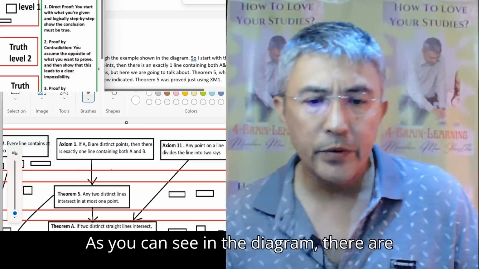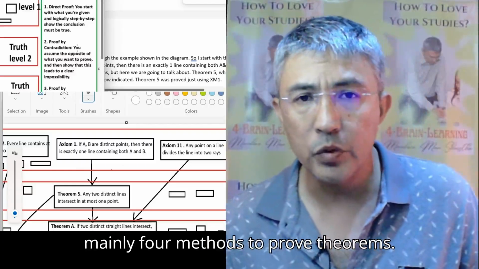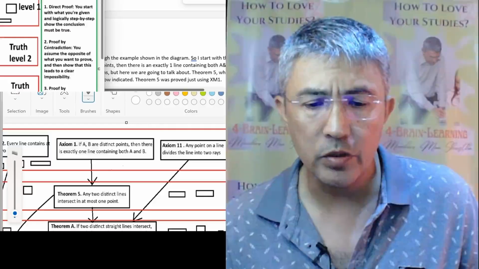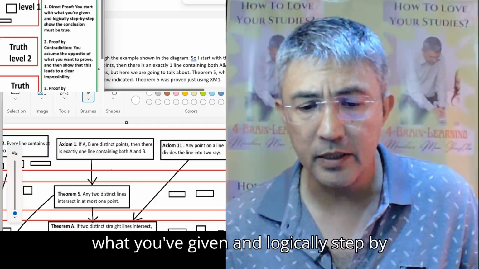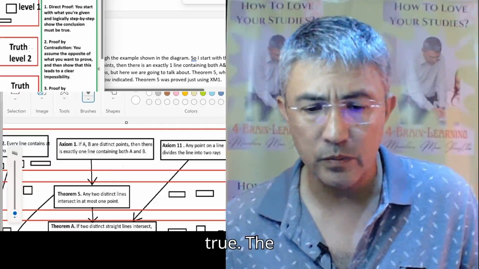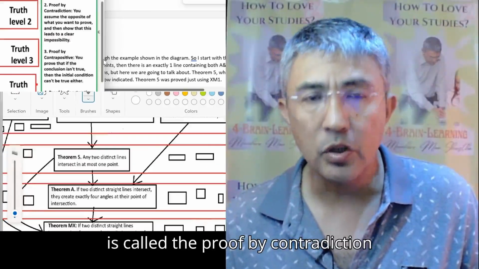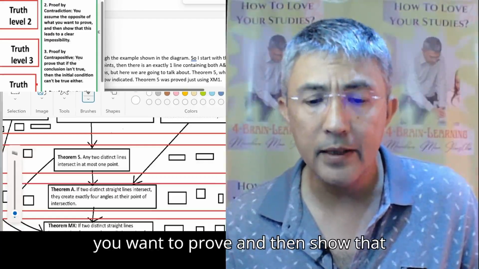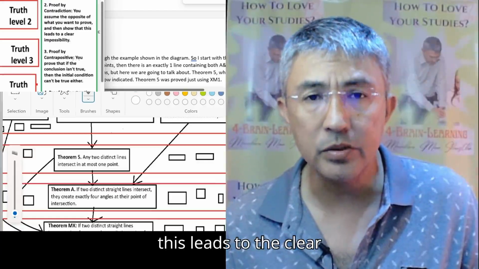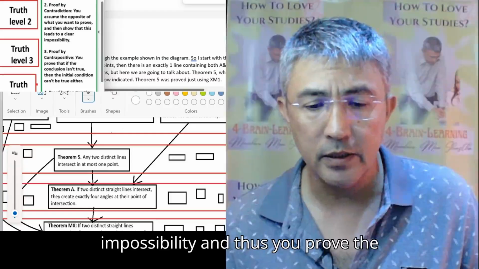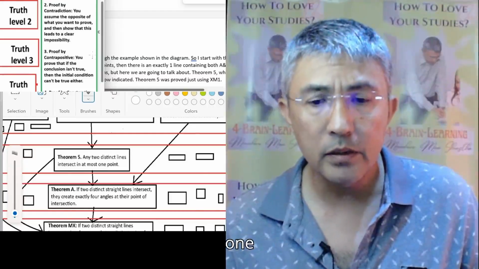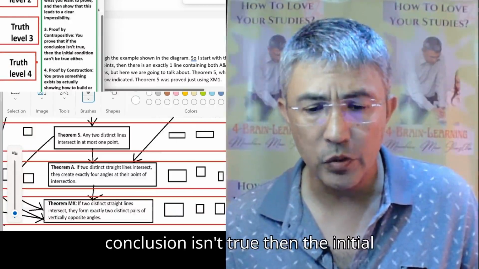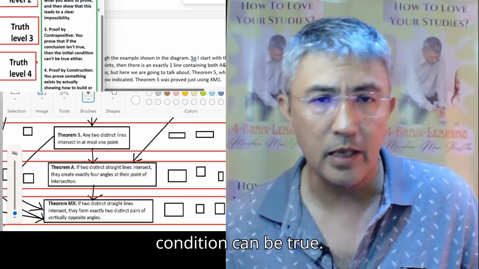As you can see in the diagram, there are mainly 4 methods to prove theorems. The first one is the direct proof, where you start with what you've been given and logically, step by step, show the conclusion must be true. The second method is called the proof by contradiction, where you assume the opposite of what you want to prove and then show that this leads to a clear impossibility, and thus you prove the theorem. The third one is proof by contrapositive. Here you prove that if the conclusion isn't true, then the initial condition can't be true.